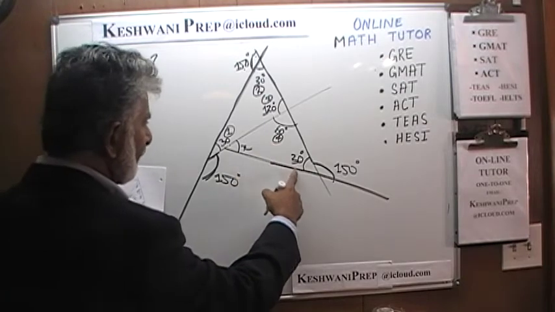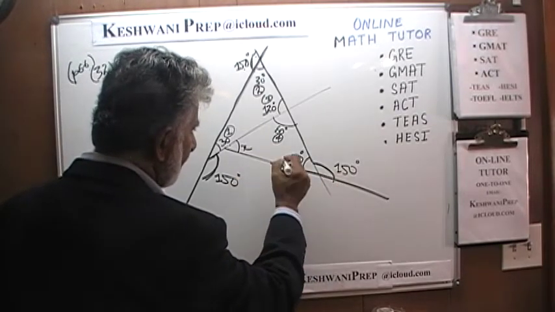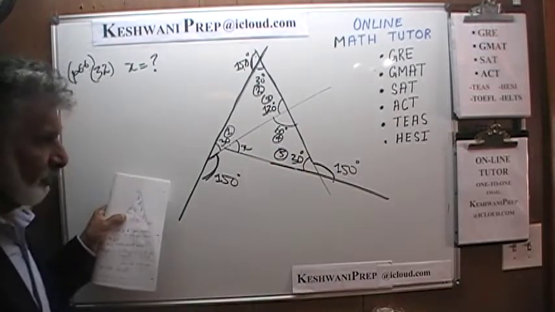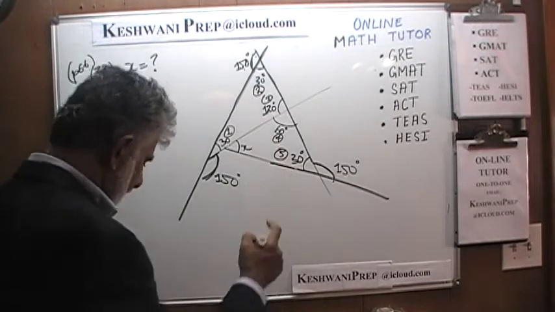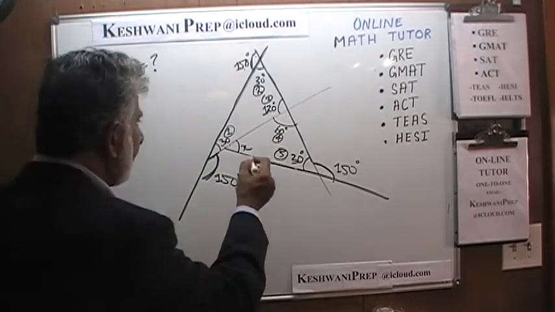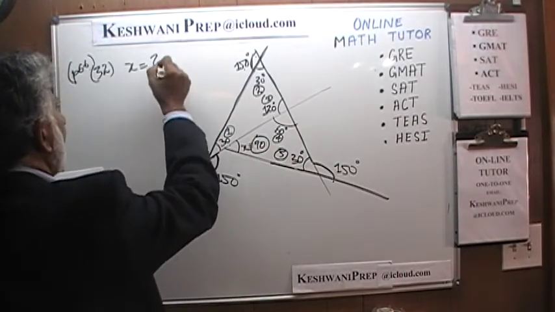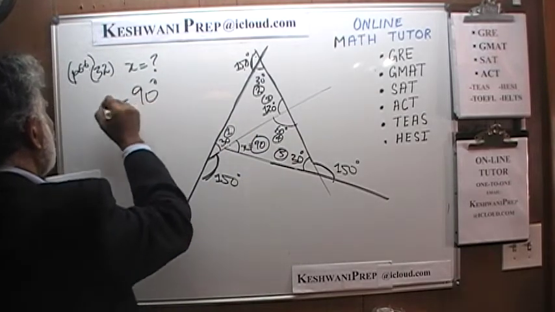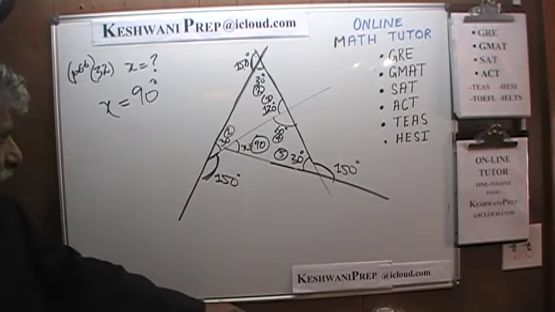If this is 60, and we just found out that this is 30 because this is 150, this must be 30. That's it, we're done. X must be 60 plus 30, which is 90. It looks like x is 90, even though it looks nothing like 90. How much is x? X is 90 degrees.